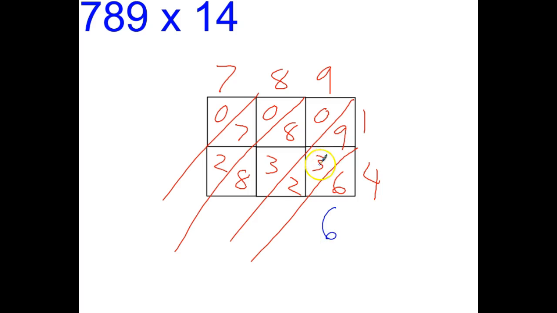6, 9, 12, 14. Carry my 1. 8, 11, 19, 20. So I'm going to carry a 2. 7, 9, 11. Carry my 1. And I just have a 1 out there. 11,046.